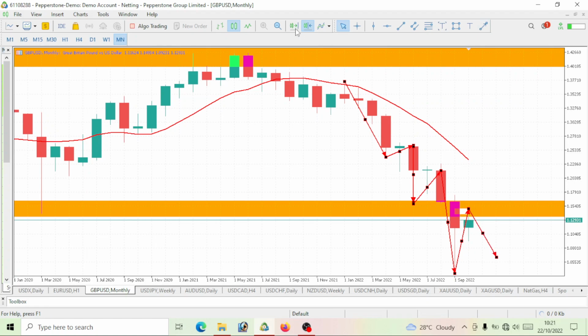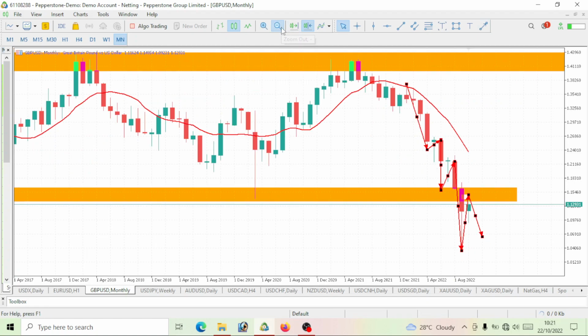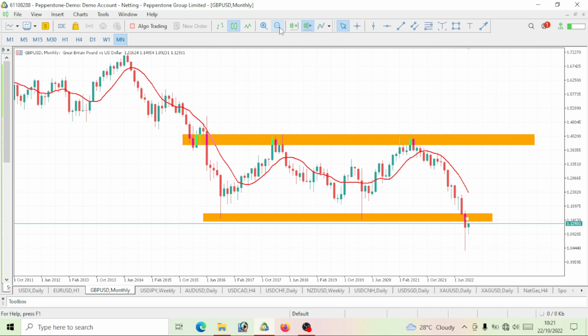So the second angle is that on GBPUSD itself, we are still on a bearish move. Is the correction over? Yes, I think so, the correction has been made. If you are trading on the monthly time frame, you all know what to do, which is to short it. And since this price is still below our moving average, there's only one movement to be made, which is a bearish move.